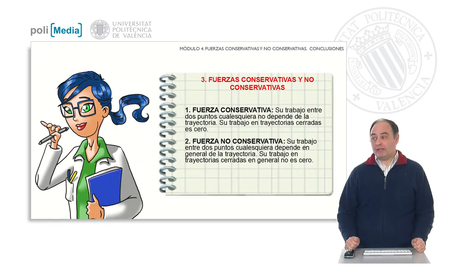All this is summarized in this transparency. A force is conservative if its work between any two points does not depend on the trajectory, and moreover, has the property that its work on closed trajectories is zero. On the contrary, for non-conservative forces, their work between any two points depends on the path followed, on the particular trajectory, and the work along closed curves is, in general, non-zero. Thus we end the third unit.